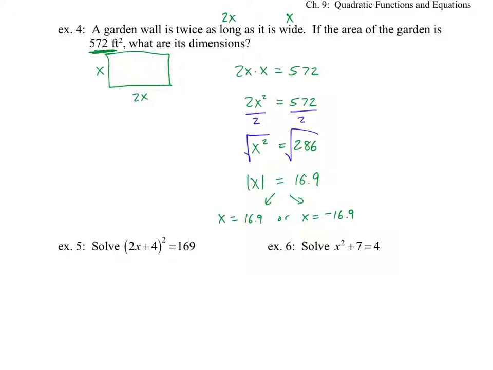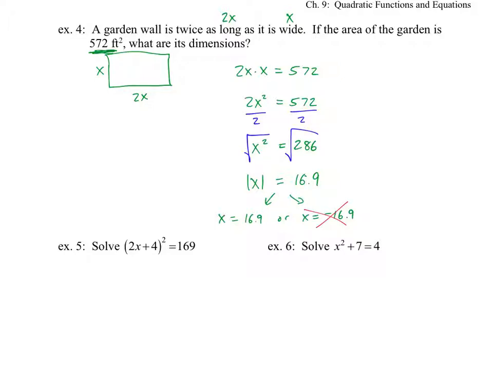Well, if x is going to be the width of my garden wall, does it make any sense to have a garden wall that's negative 16.9 feet? Nope. That's what they call an extraneous solution. It's a legitimate solution to the math problem, but it doesn't make sense logically. That 16.9 can't be a length of a wall.